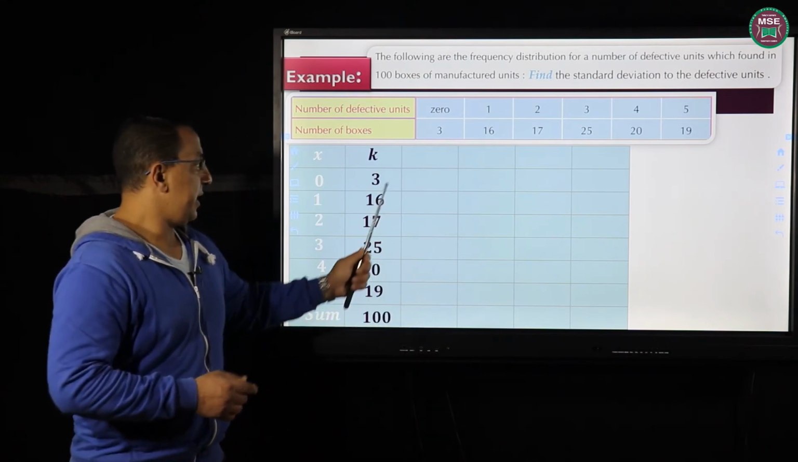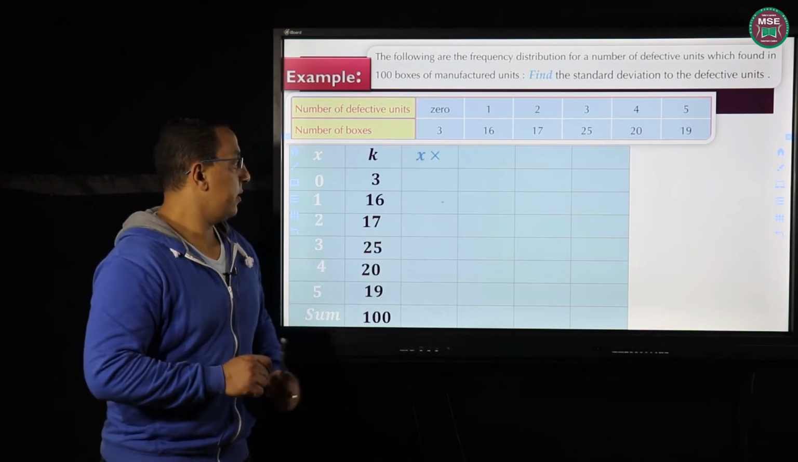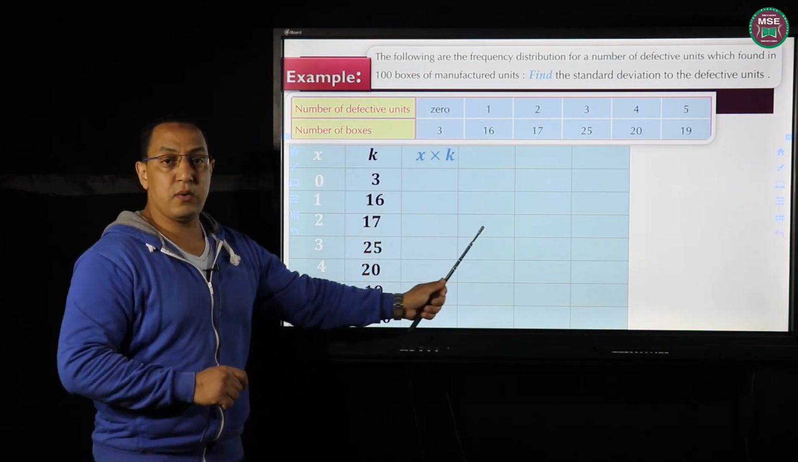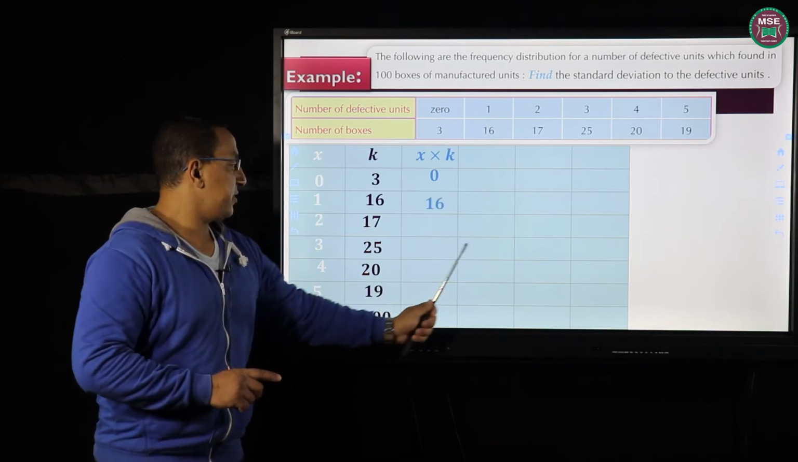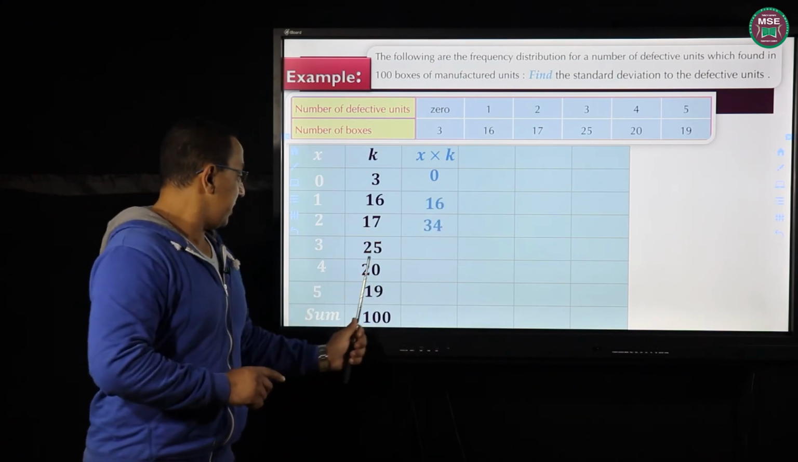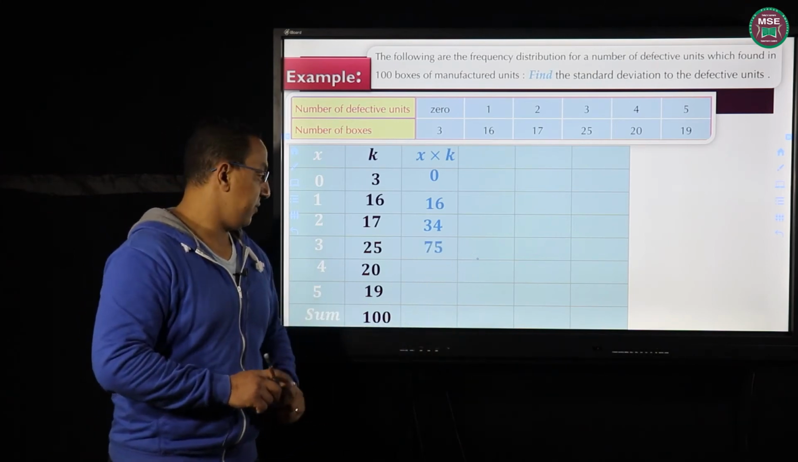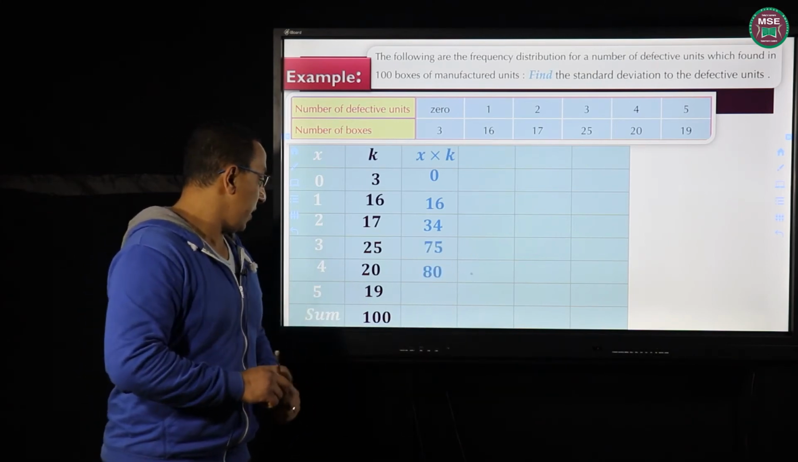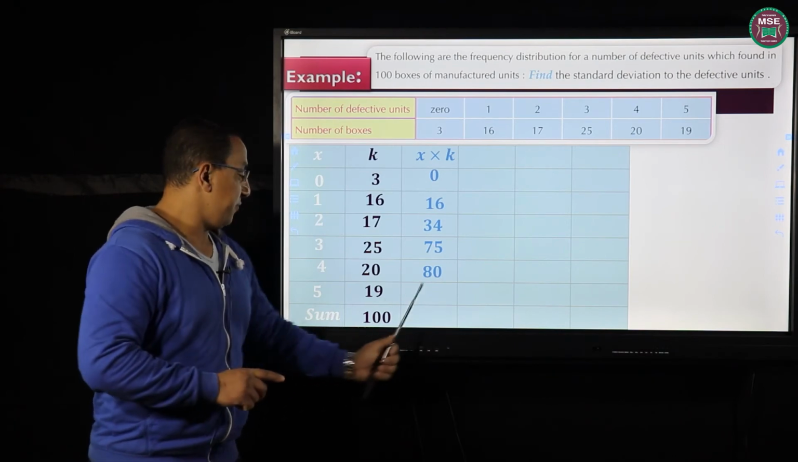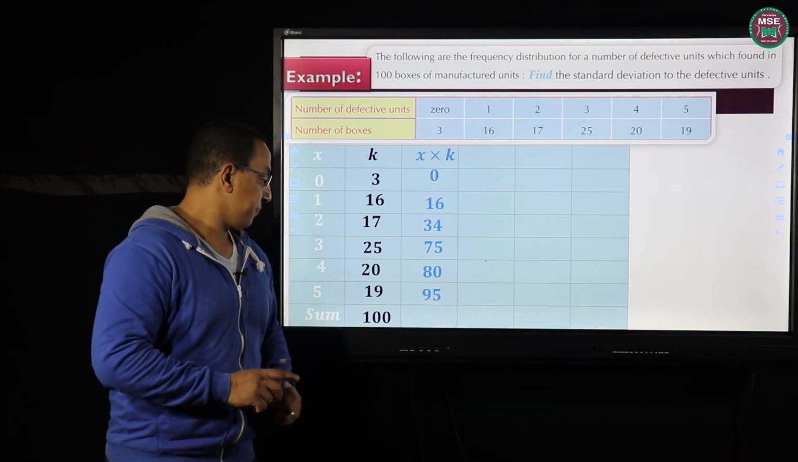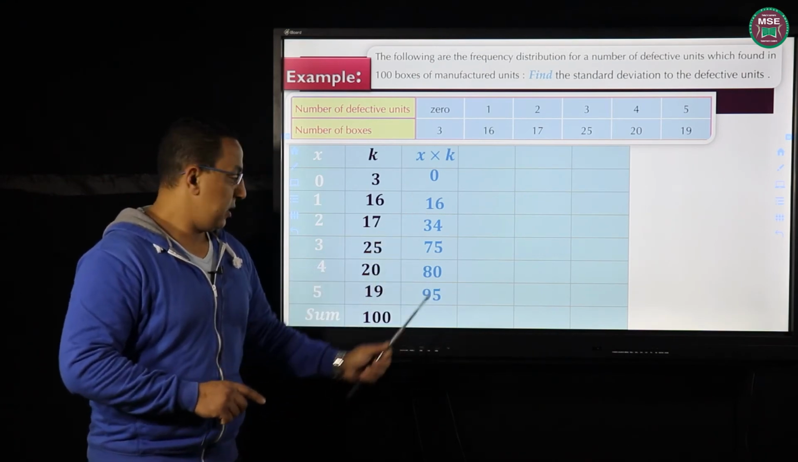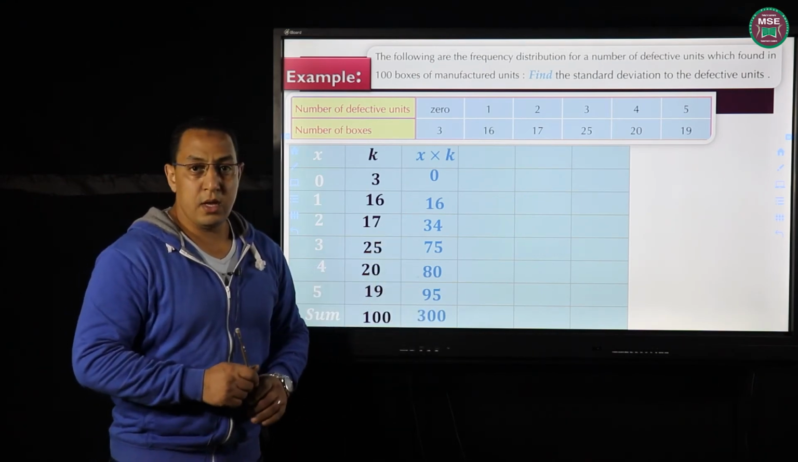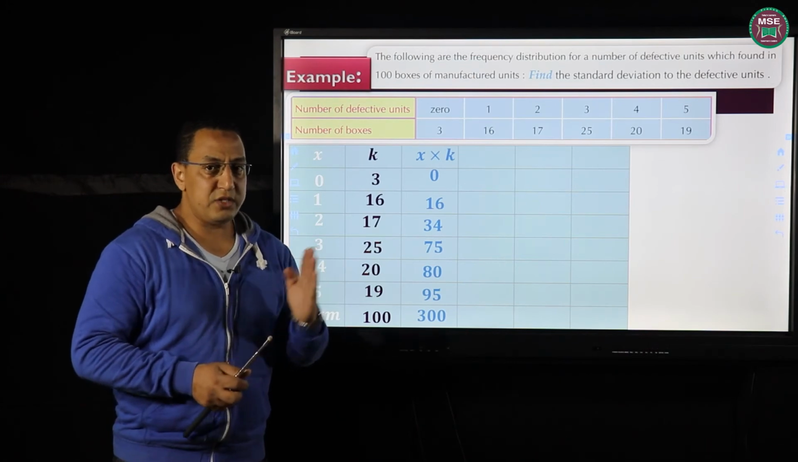Okay, here I'm going to write X times K. 0 times 3 equals 0, 1 times 16 equals 16, 2 times 17 equals 34, 3 times 25 equals 75, 4 times 20 equals 80. Here 5 times 19 equals 95. Okay, finally I'm going to add them. It will be 300.